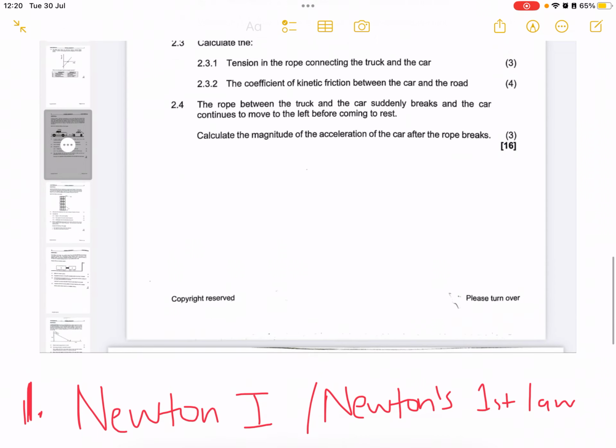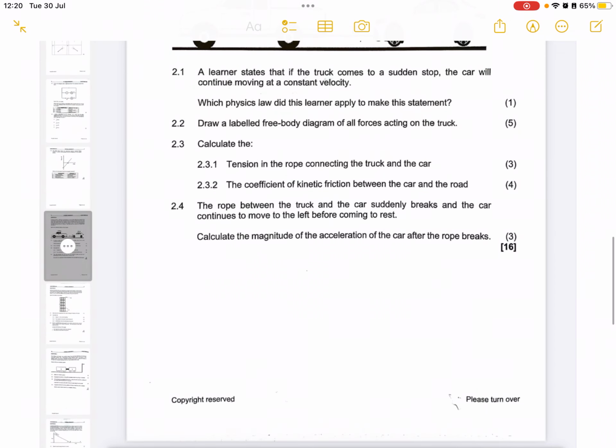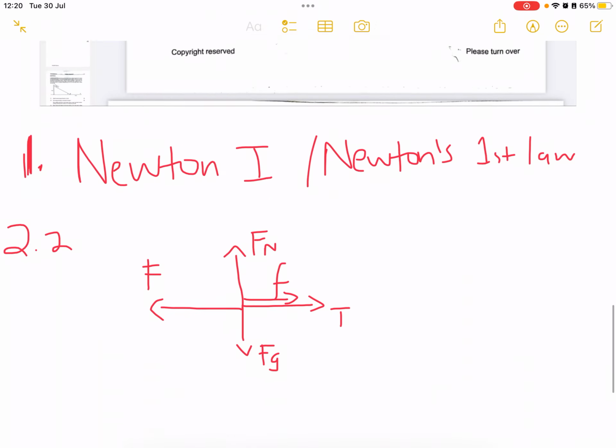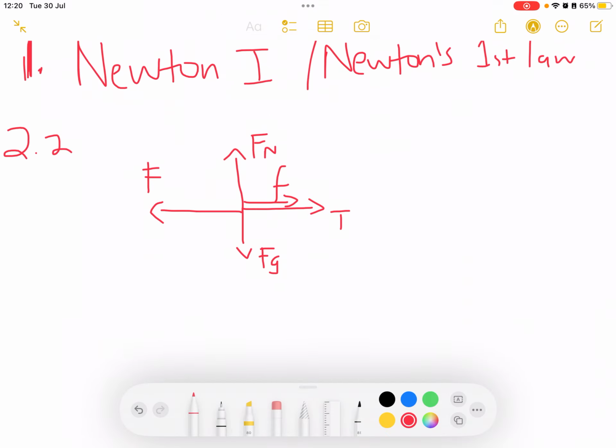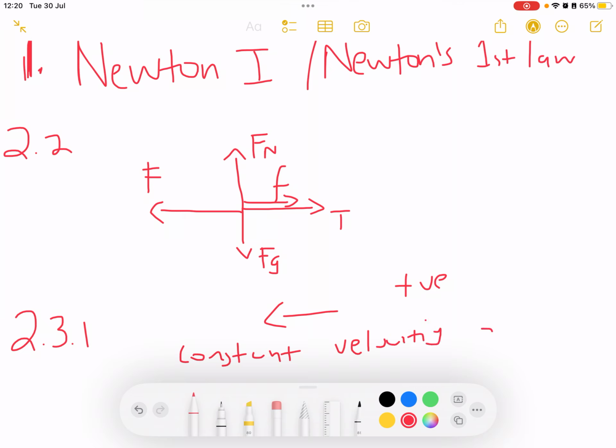Next question says calculate the tension of the rope connecting the truck and the car. Now we're looking at the movement of the car and the rope. They are going towards the left, so everything left you take as positive. Left is positive, but remember that they said constant velocity. If it's constant velocity, that means the acceleration is equal to 0.